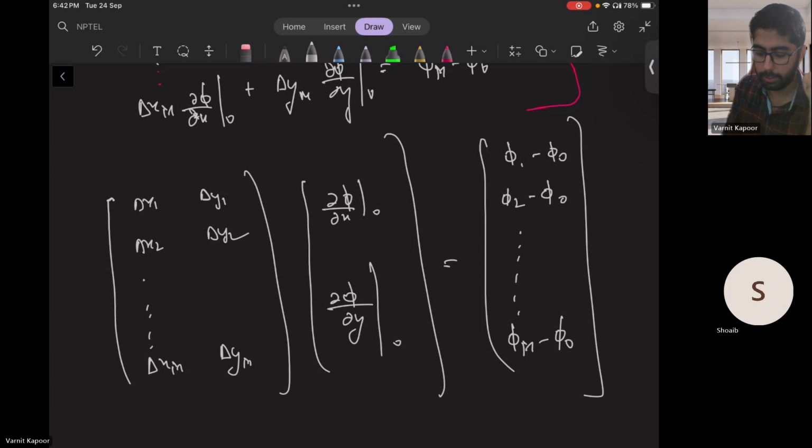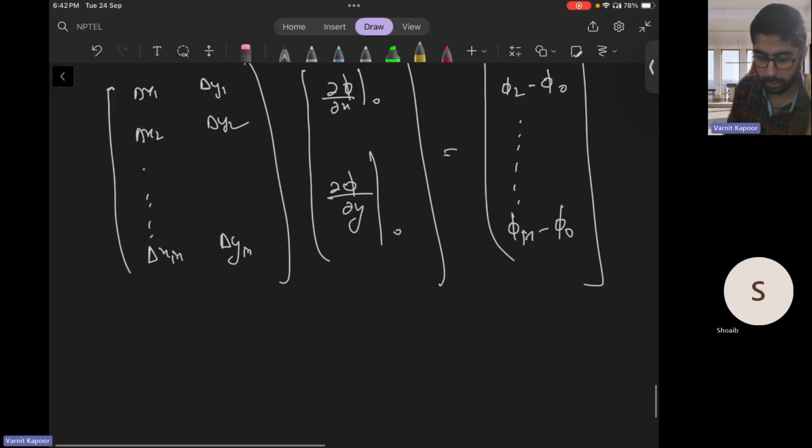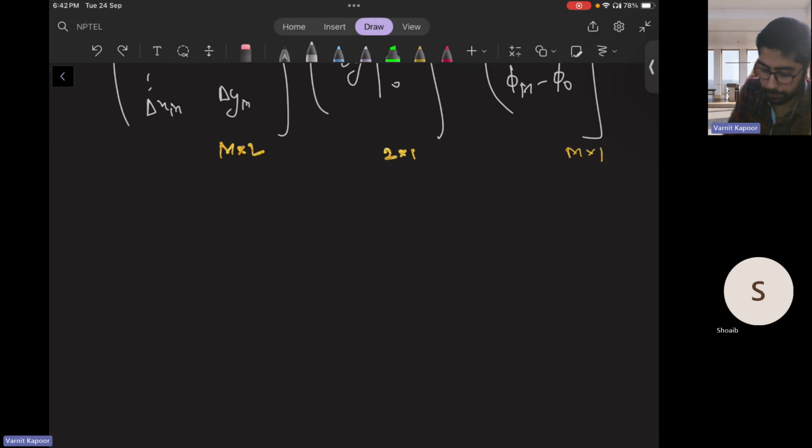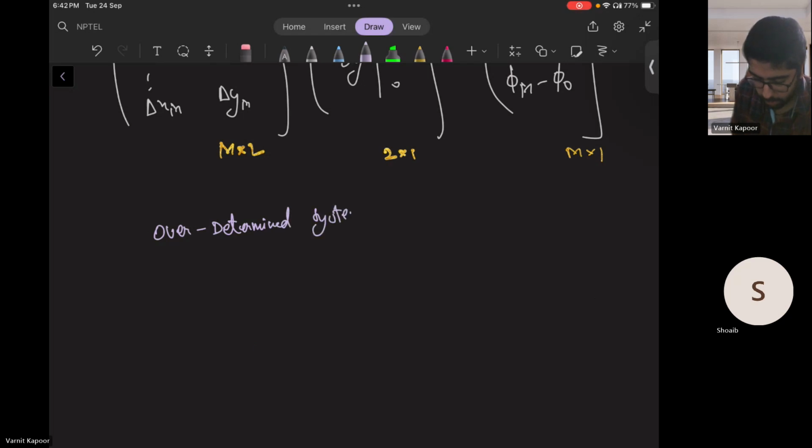So what can we say? It is an m cross 2 matrix. It is a 2 cross 1 matrix. It is an m cross 1 matrix. If you observe this, it's an overdetermined system. We have two variables, and we have m equations, more than two equations. It's an overdetermined system, where m is greater than 2. This m will be greater than 2 at least.